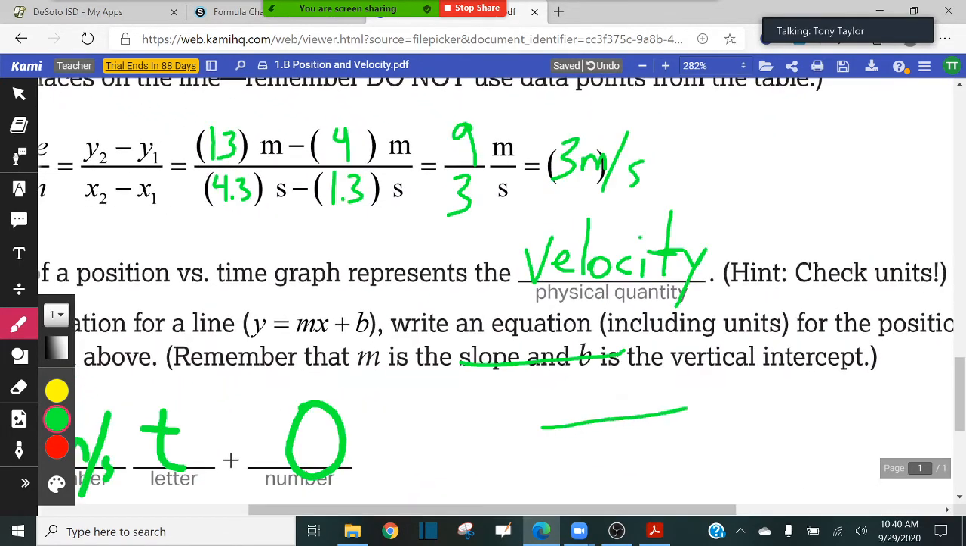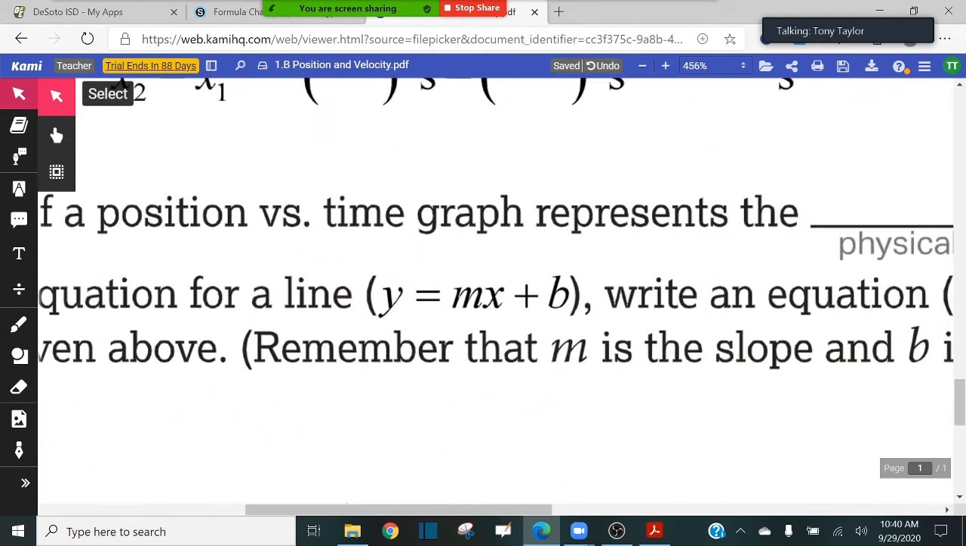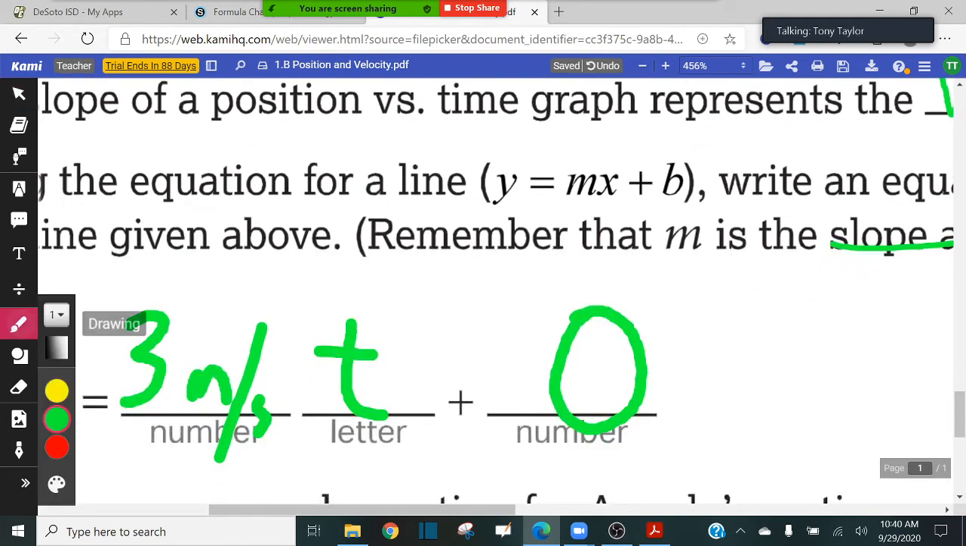Guys, there's one more thing I forgot to do. I forgot to put my units on time. So let me go ahead and do that now. Because we're talking about time, we are dealing with seconds. Okay.